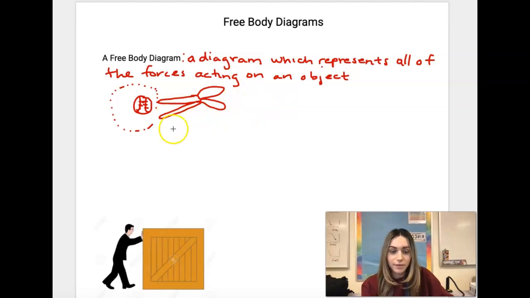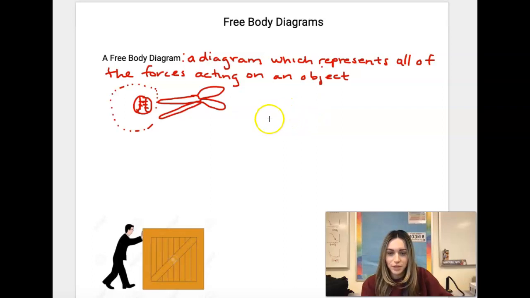And in removing it from reality, we want to show all of the forces that were acting on that object when we snipped it out. In a free body diagram, there are two components. The first is representing the object that we're looking at. There are two ways to represent an object in a free body diagram. You can mix it up, or you can just pick one that you like and stick with that.